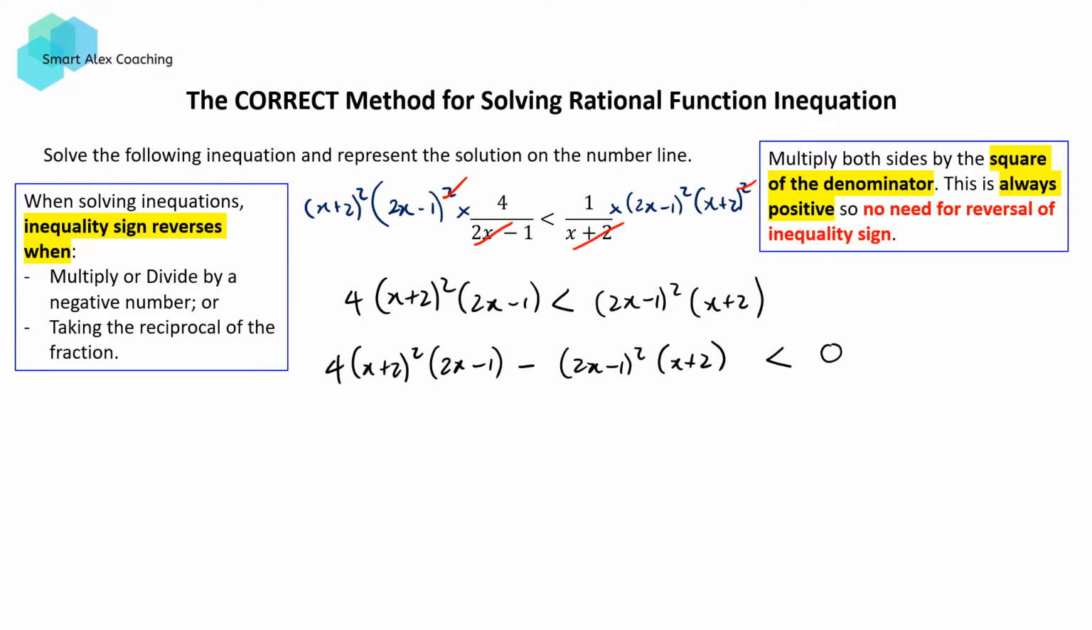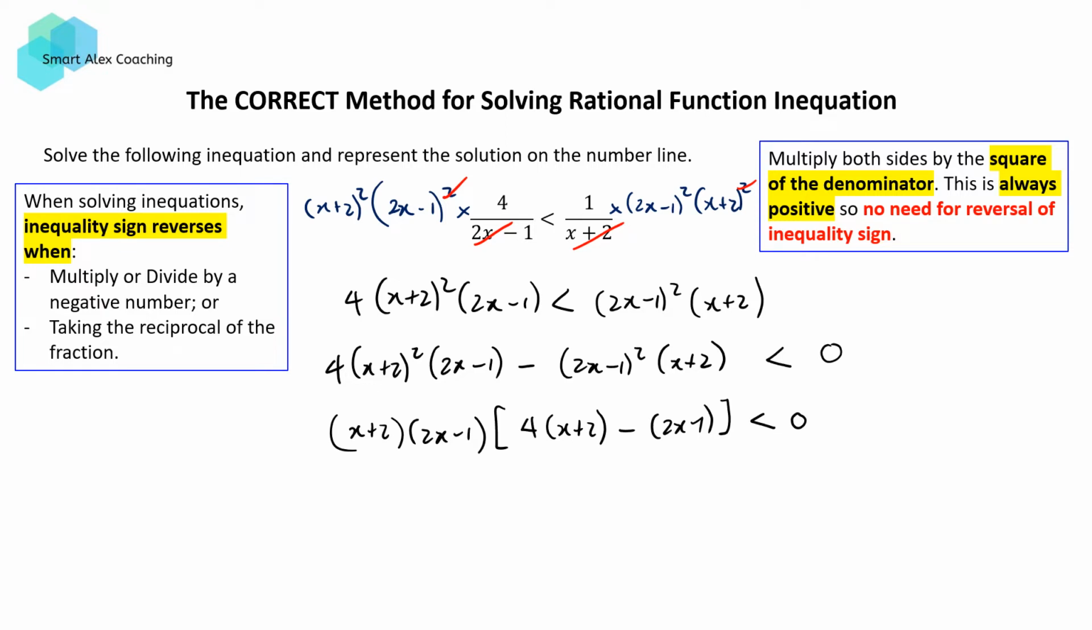We then use the factorization technique. I'm going to factorize out the highest common factor. In this case, it's x plus 2 times 2x minus 1. And in another bracket, we multiply by 4 times x plus 2 minus 2x minus 1. Be careful, make sure you retain the bracket, and all of this is less than 0.